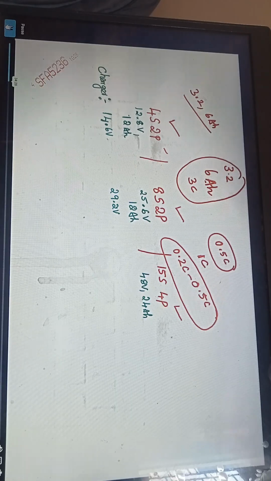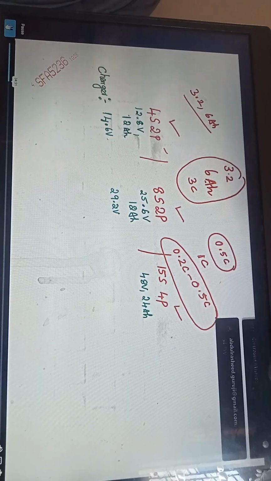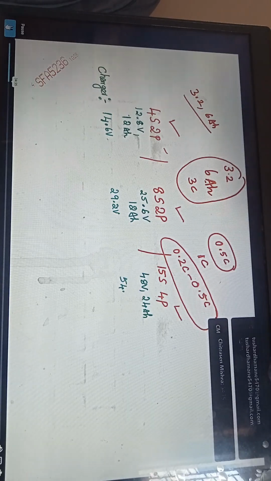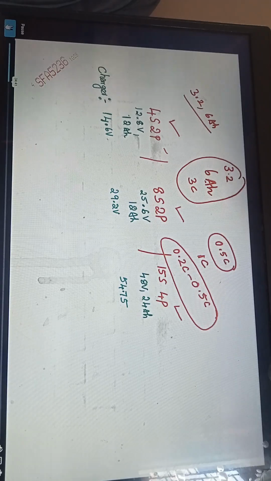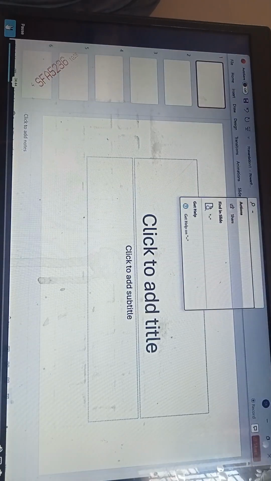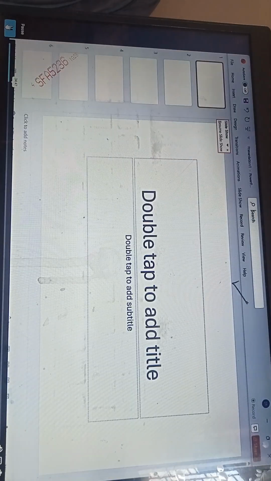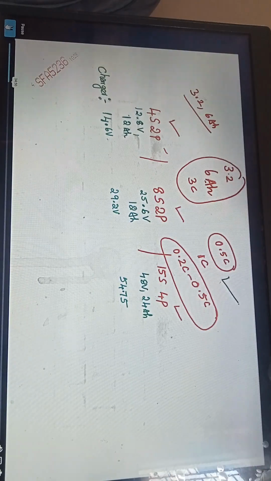For 15S configuration, 54.75. Okay. Now assume that the charger's charging current rating is 0.5 C. If so, what is the charger maximum current?